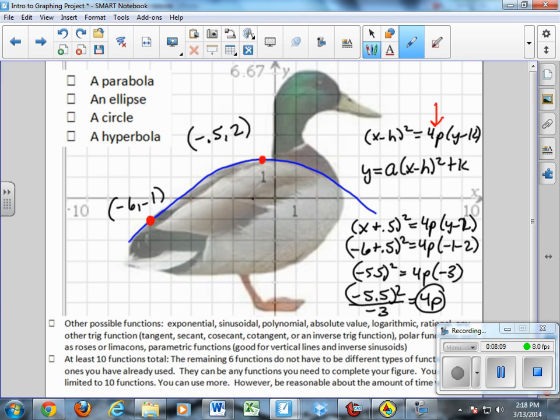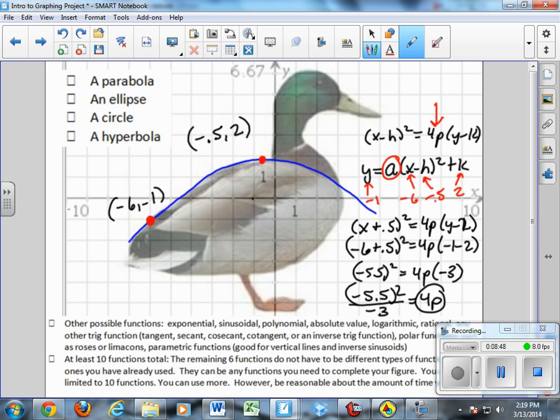And if I did it in this version, my x would be negative 6, my h would be negative 0.5, my k would be 2, and my y would be negative 1, and I'd figure out what a equals. So this is how you find this. Once you find what that number is, and I'm going to calculate it really quickly and just show you what it would look like in its final form. So I'll pause for a second.